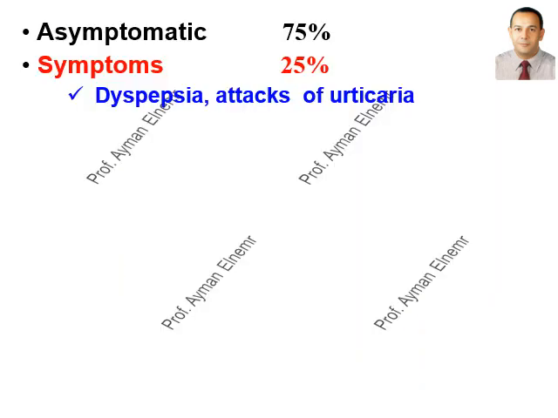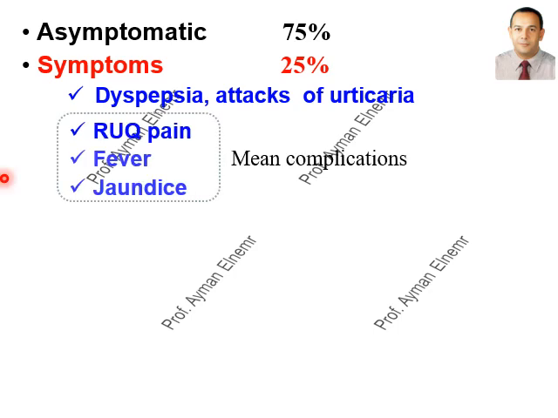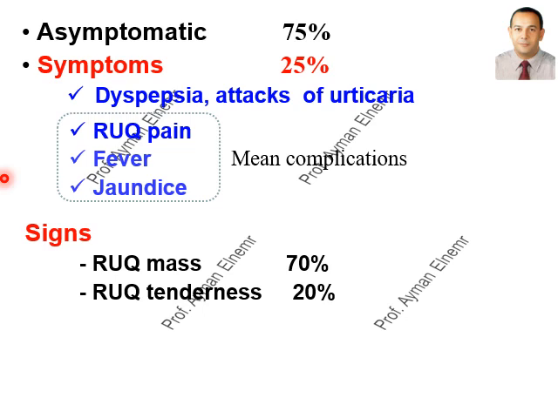The condition is asymptomatic in 75%. However, symptoms appear in 25% in the form of dyspepsia or attacks of urticaria. Right upper quadrant pain, fever, and jaundice mean complications. Signs include right upper quadrant mass in 70%, right upper quadrant tenderness in 20%.